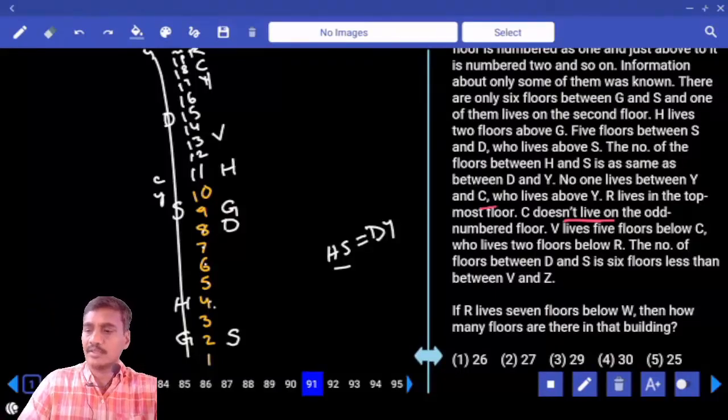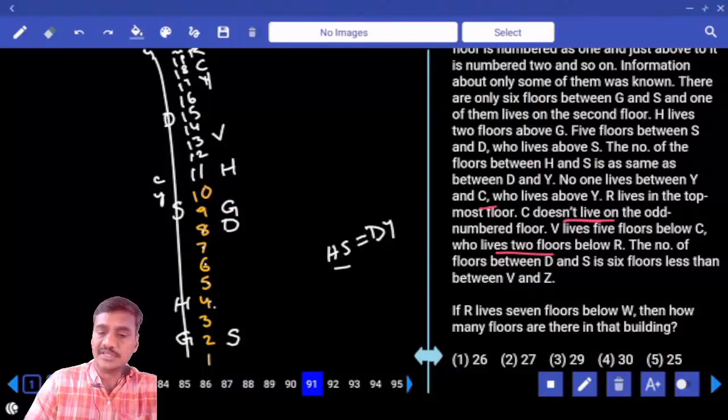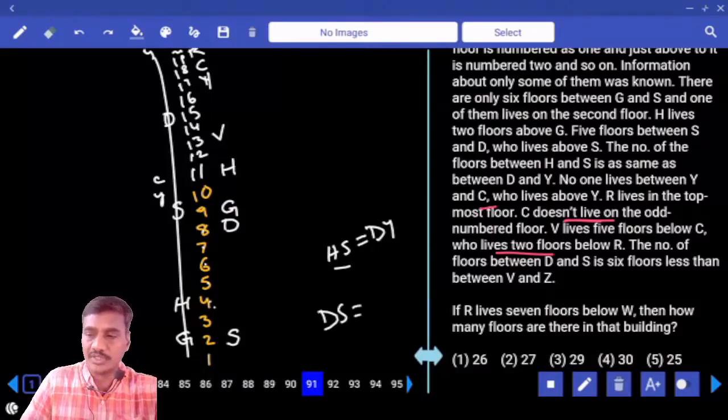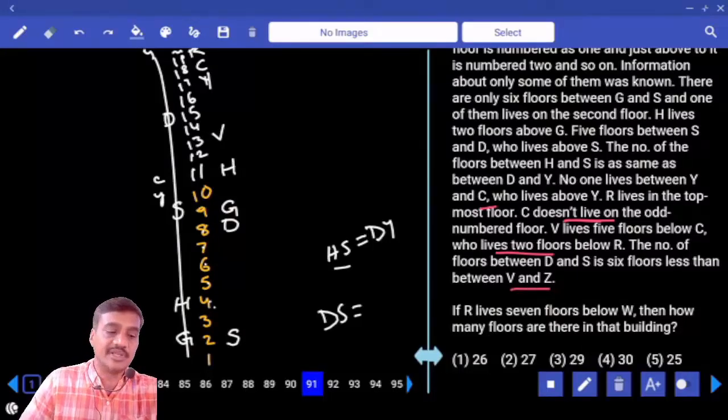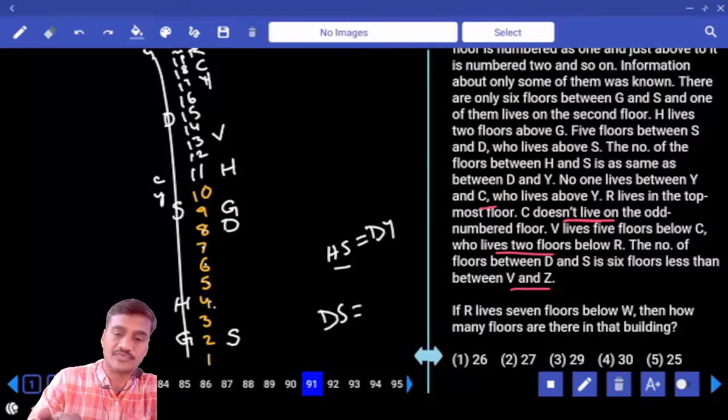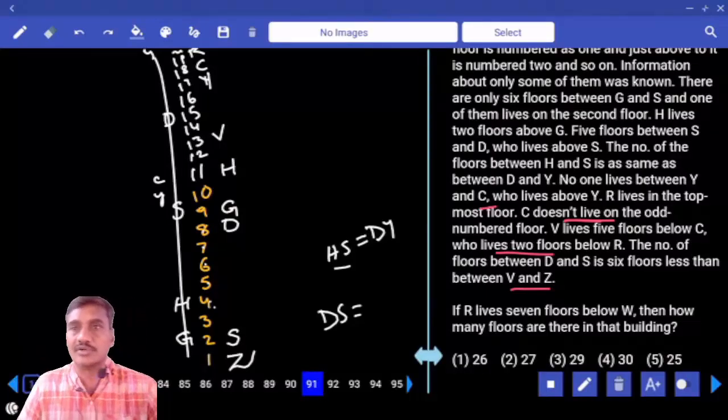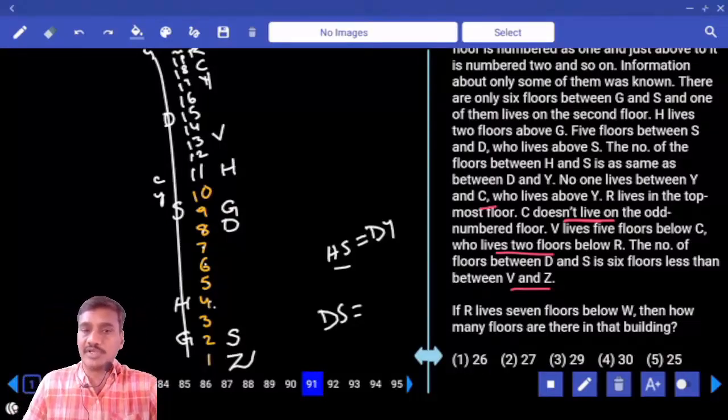Then next one, the number of floors between D and S is 6 floors lesser than V and Z. D కి S కి మధ్యలో ఎంత అయితే ఉన్నారో, that is 6 floors lesser than V and Z. D కి S కి మధ్యలో ఎన్ని ఫ్లోర్స్ ఉన్నాయి చెప్పండి? 5 floors. And 6 lesser than means now between V and Z there must be 11 floors. V ki Z ki మధ్యలో 11 floors ఉండాలి. 1 2 3 4 5 6 7 8 9 10 11. Hence V and Z 11 floors. Z is on the ground floor. Then hence how many floors we have? 20 floors altogether.